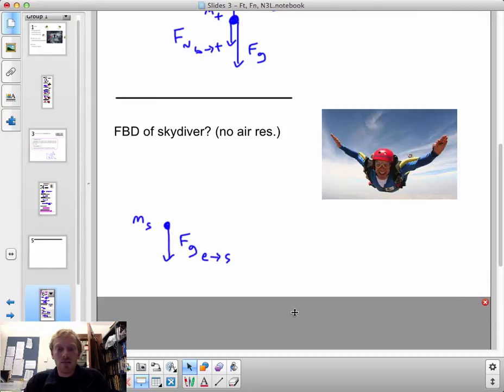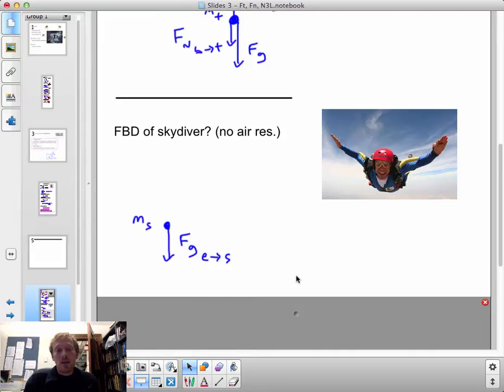Okay. If I draw a free body diagram of this skydiver, and we'll assume no air resistance, well, I guess just a gravitational force by the Earth on the skydiver acts down. Really? I mean, shouldn't we also have an up arrow? Because doesn't Newton's third law say that for every downward force there must be an upward force?